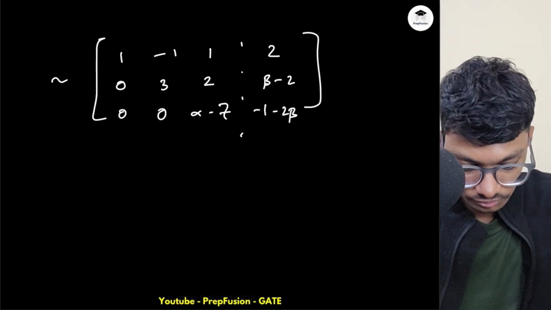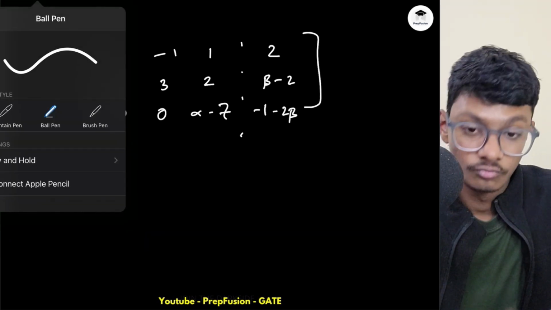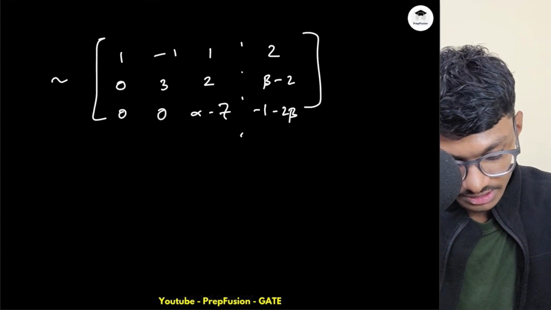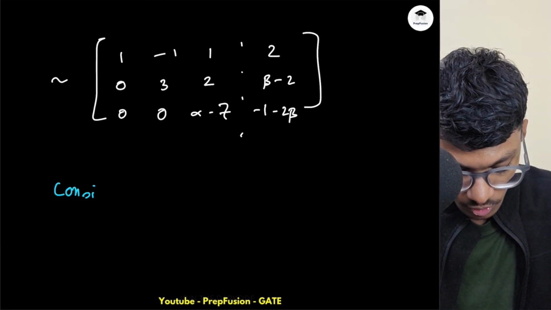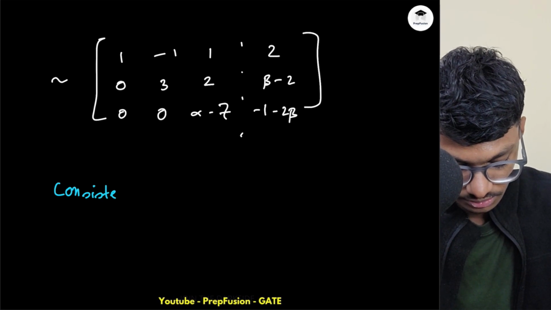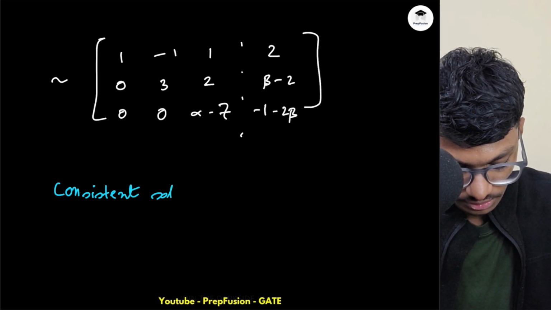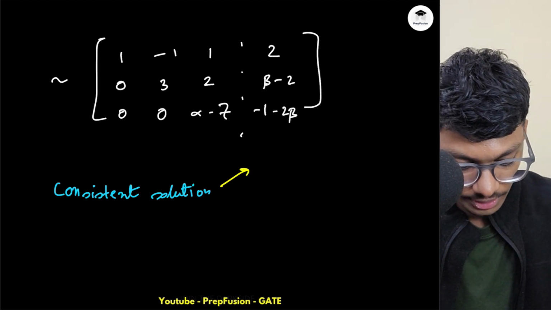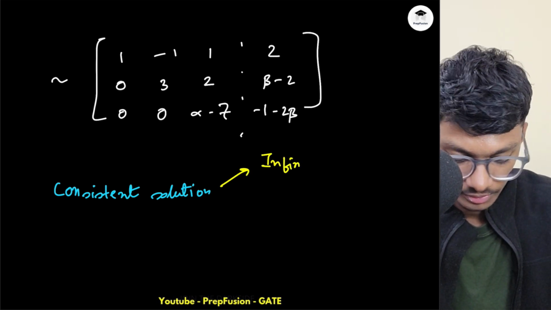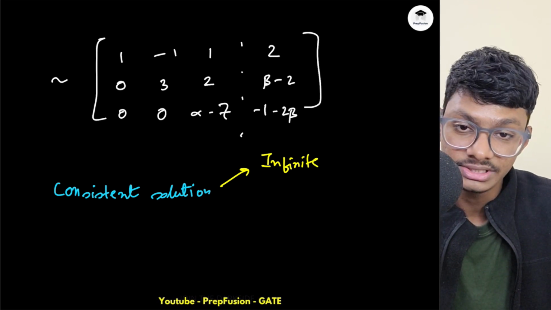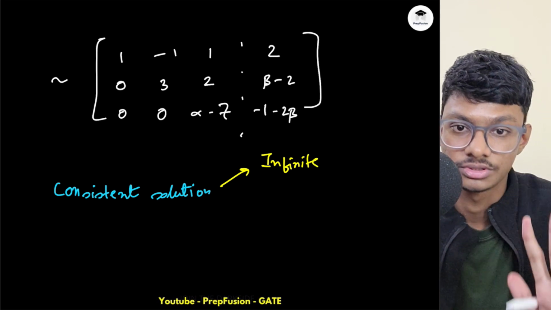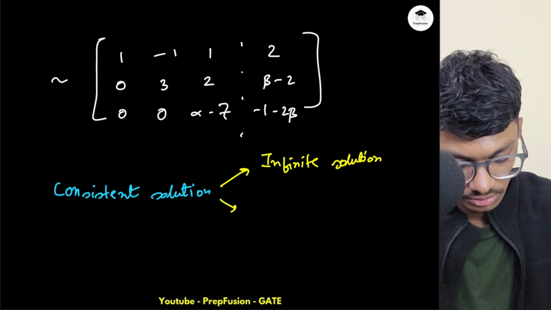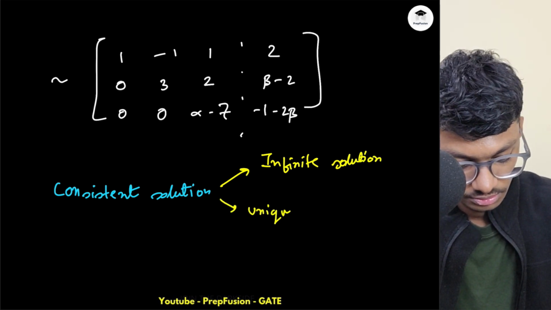So now from here, what are the cases? I need a consistent solution. So for a consistent solution I have two options: either I will get infinite solutions, or a unique solution. Consistent means at least I will get some solution.